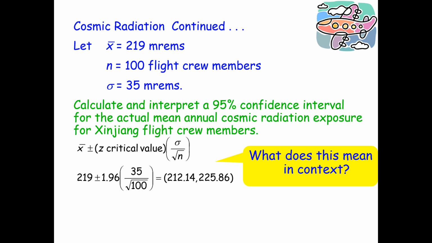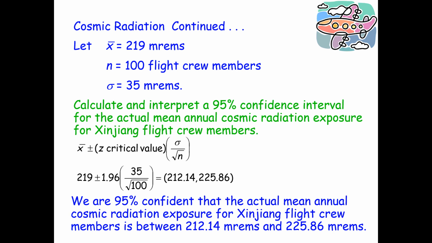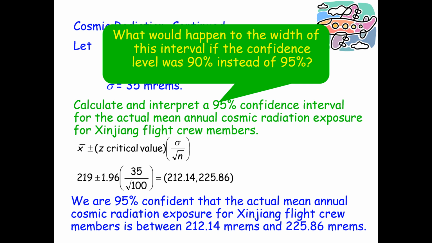But what does this mean in context? What it means is that we are 95% confident that the actual mean of annual cosmic radiation exposure for Xinjiang flight crew members is between 212.14 mREMs and 225.86 mREMs. Now, what would happen to the width of this interval if the confidence level was 90% instead of 95%? Yes, it would decrease.